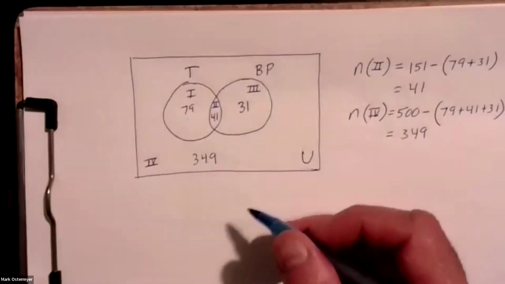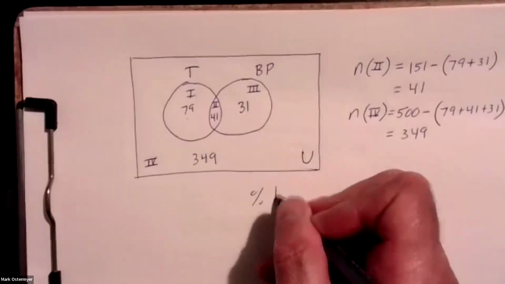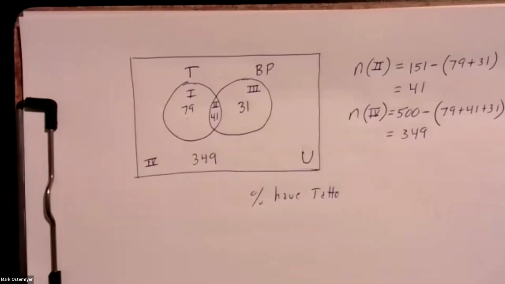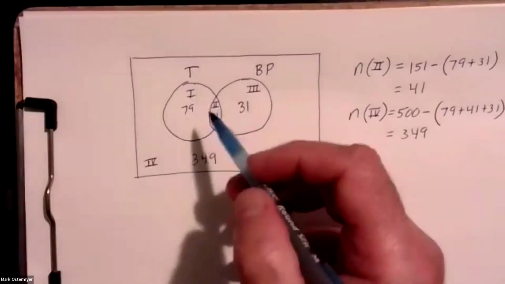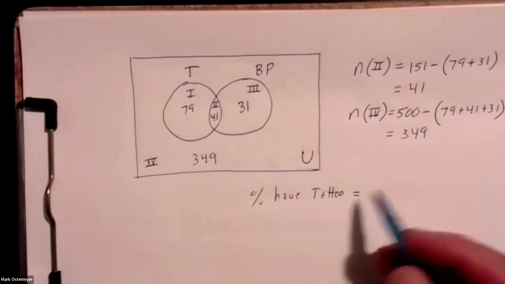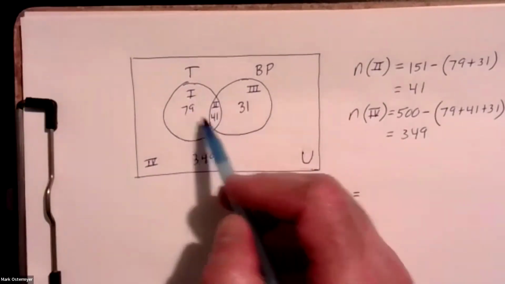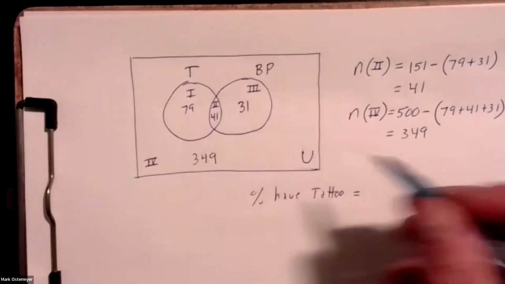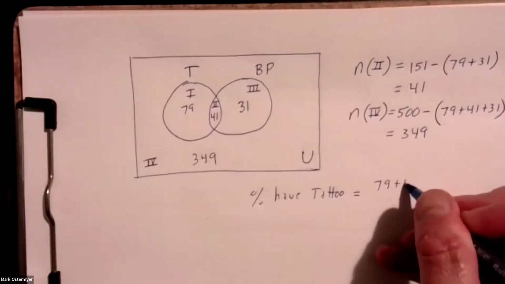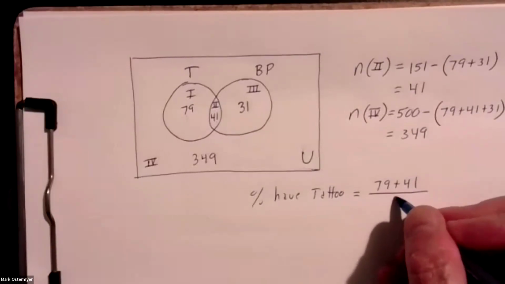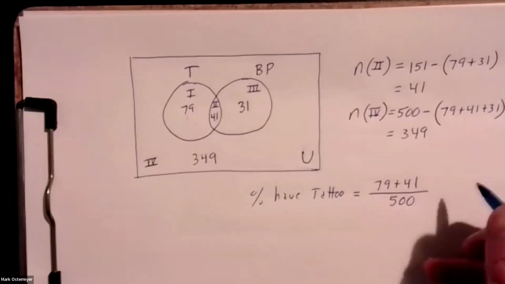Well, how many have a tattoo? 79? Well, we have to add the ones in the intersection that also have a tattoo. How many in total have a tattoo? We've got 79 plus 41. So it's going to be 79 plus 41, which is 120, divided by 500 total respondents. Agree?